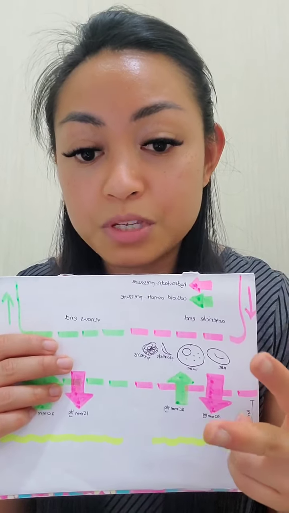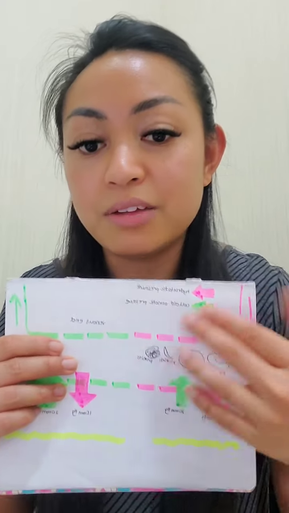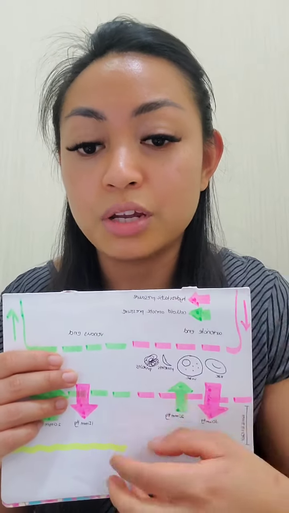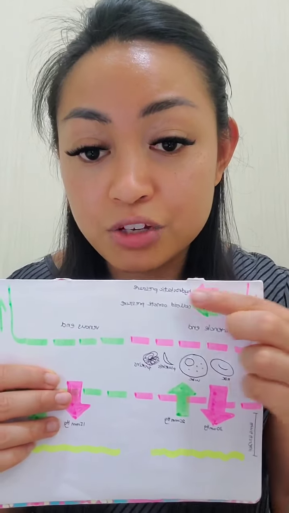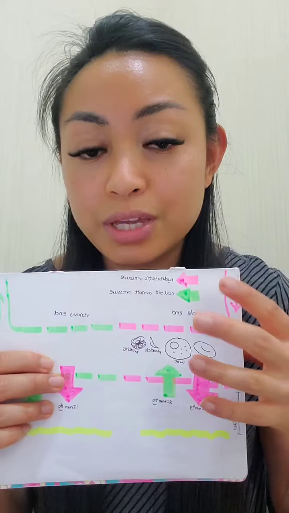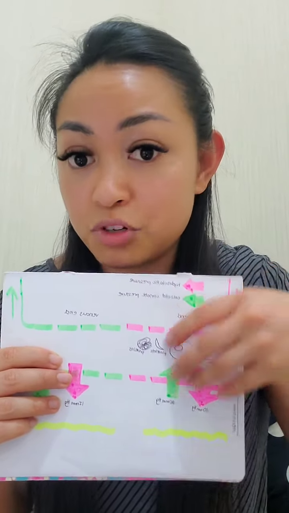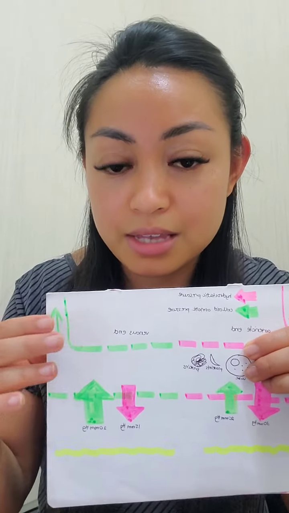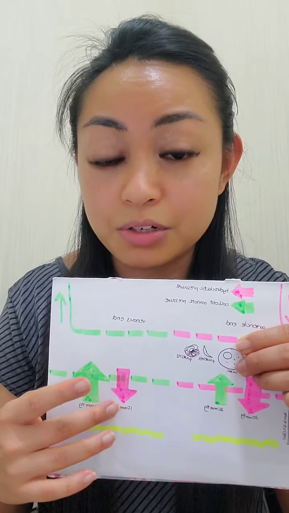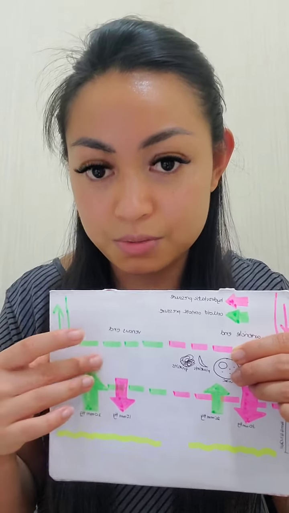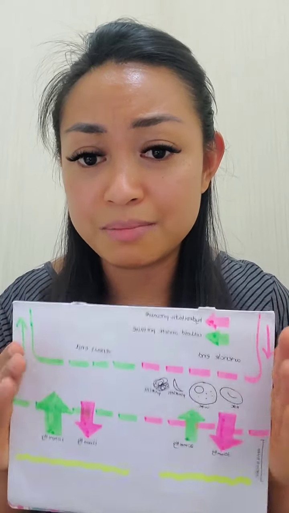So we have two opposing forces. We have the hydrostatic pressure pushing stuff out, and we have the colloid osmotic pressure trying to pull stuff back in. And in this arterial end, the hydrostatic pressure dominates, so we get a net filtration. So that means we get stuff being pushed out. And in the venous end, the colloid osmotic pressure is greater than the hydrostatic pressure, which means that we get a net reabsorption. So we get stuff being pulled back into our capillary. So I hope that makes sense.